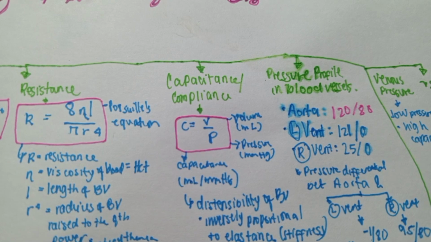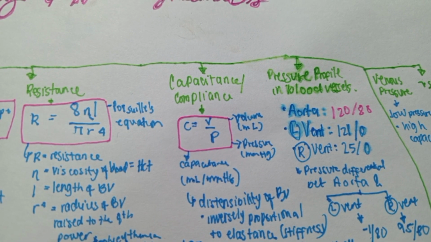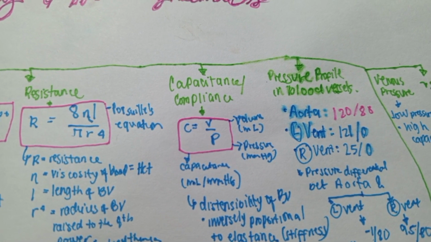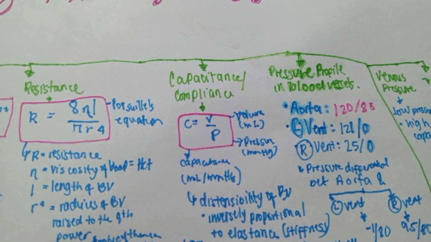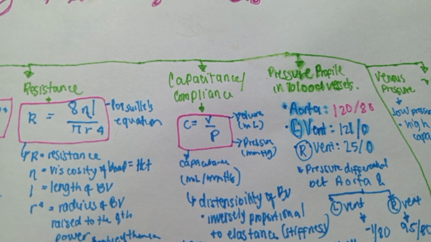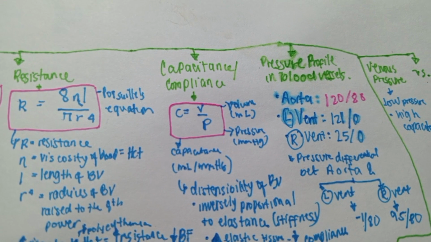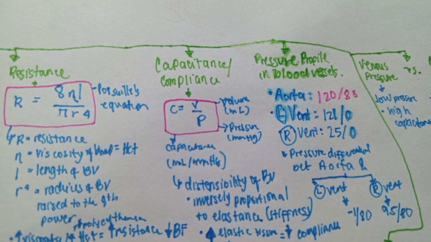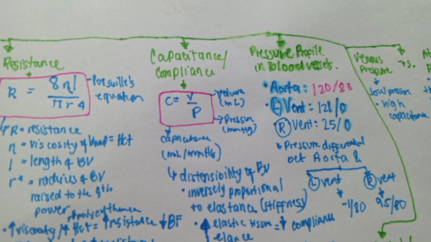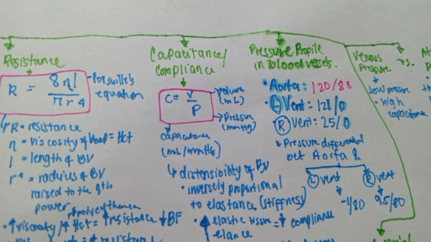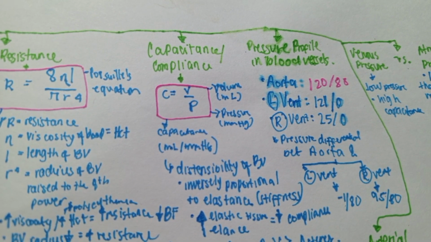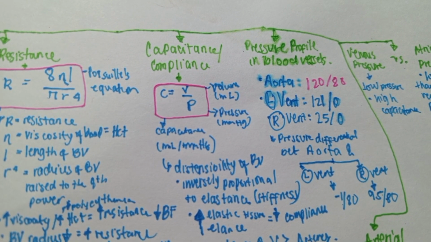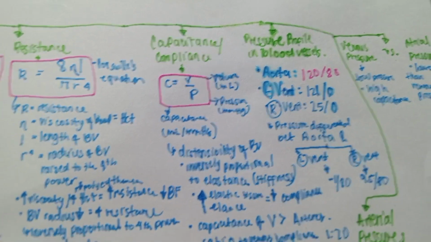Next, let's discuss the capacitance or compliance. We have here the equation. The capacitance in milliliters per millimeters of mercury equals the volume in milliliters over the pressure. So this capacitance or compliance measures the distensibility of the blood vessel, and it is inversely proportional to elastance or stiffness.